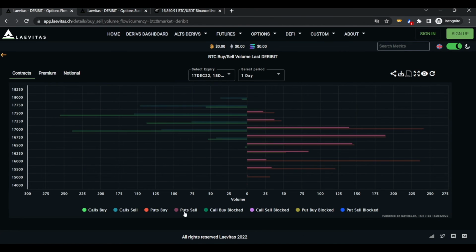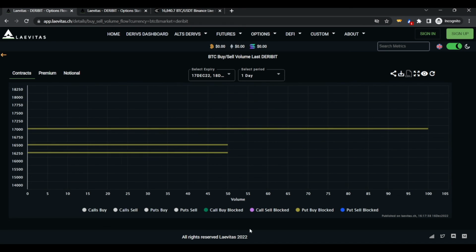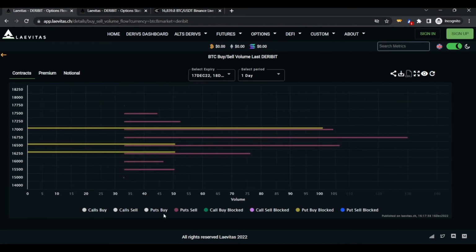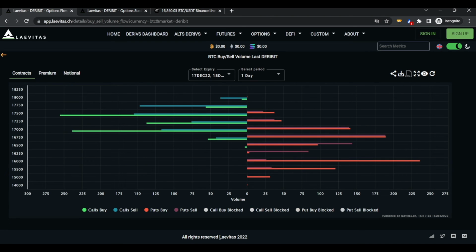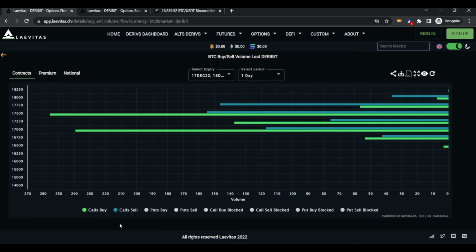But what I recommend you do is first do what I did and look at what the largest traders are doing. They're buying puts. Probably not a bad idea to trade with them. Now let's look at what the retail traders are doing across different strike prices. If we start with what retail traders are doing with calls, I can see that a lot of retail traders are buying calls at 17,500.